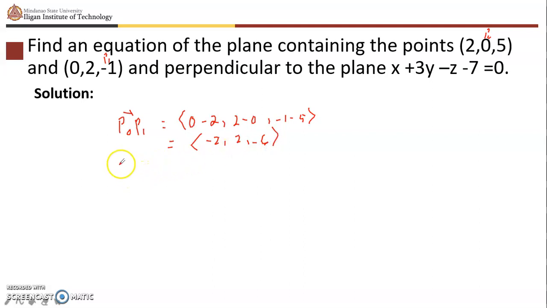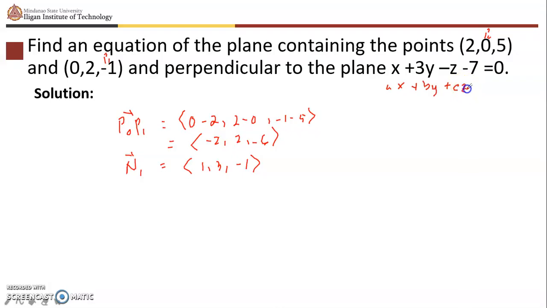And we take n sub 1, which is equal to 1, 3, negative 1, 1. We have there your ax plus by plus cz minus d equal to 0, right? So this is your n sub 1, 1, 3, negative 1.